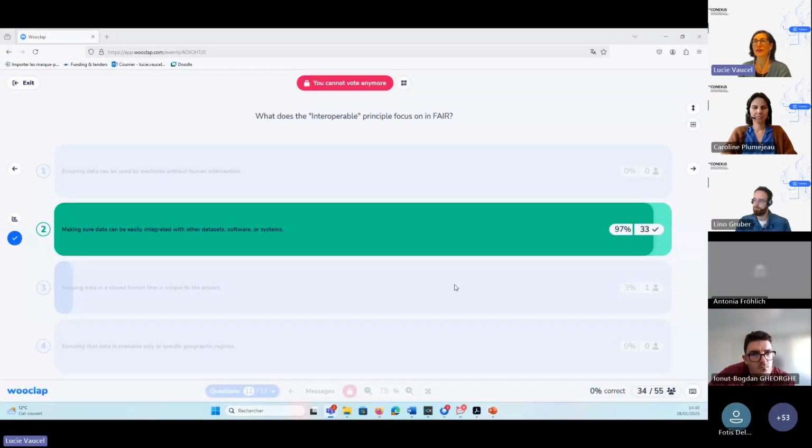The correct answer is 2, making sure data can be easily integrated with other data sets, software, or systems. Any comment, Caroline? Yes, data should be shared and reused, so they have to be interoperable. And once again, they have to be open.